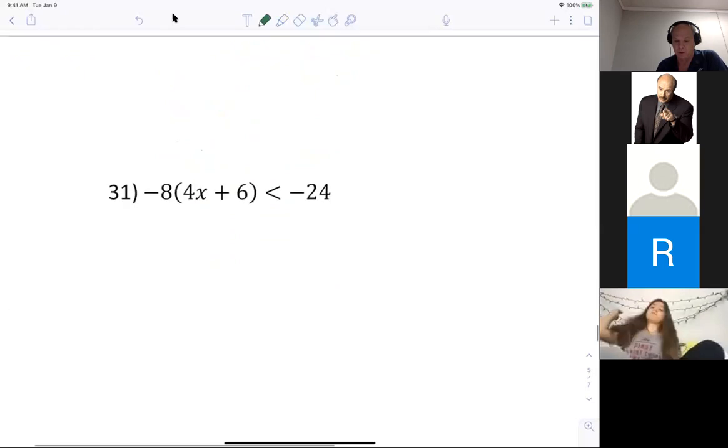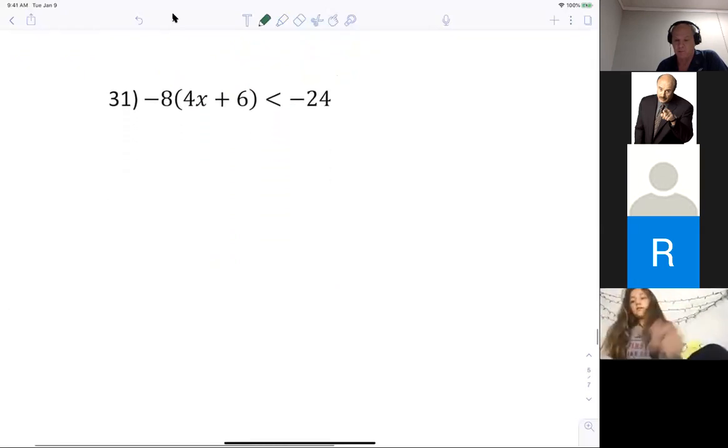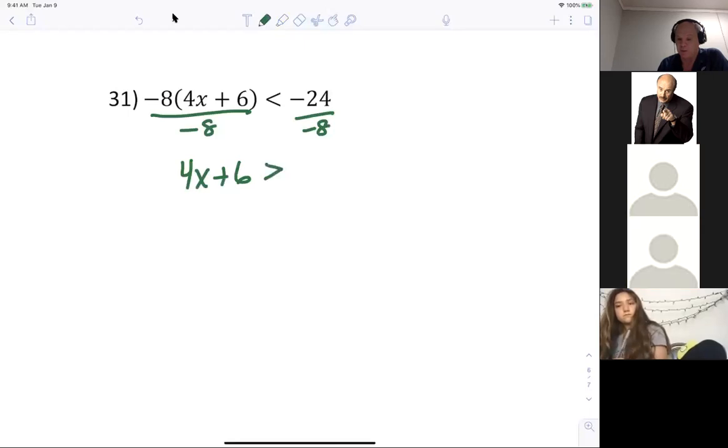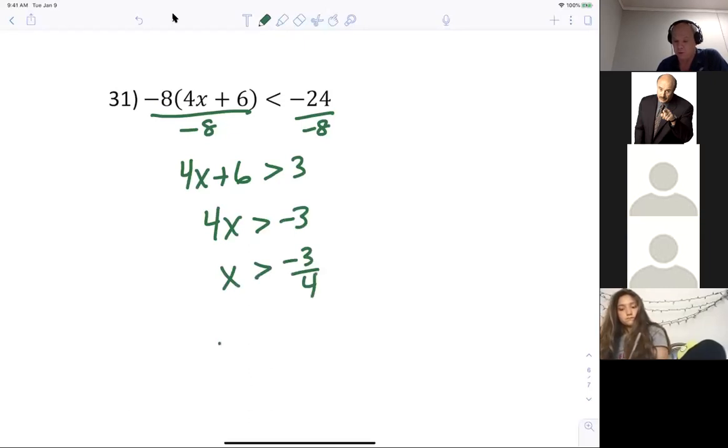Next, let's take a look at 31. Now, again, I always try to teach you guys, instead of distributing the negative 8, we're just going to divide by negative 8. So I have 4x plus 6 divided by negative 8, change the sign. 4x is greater than negative 3. X is greater than negative 3/4. So we're at negative 3/4 to infinity. Any issues?